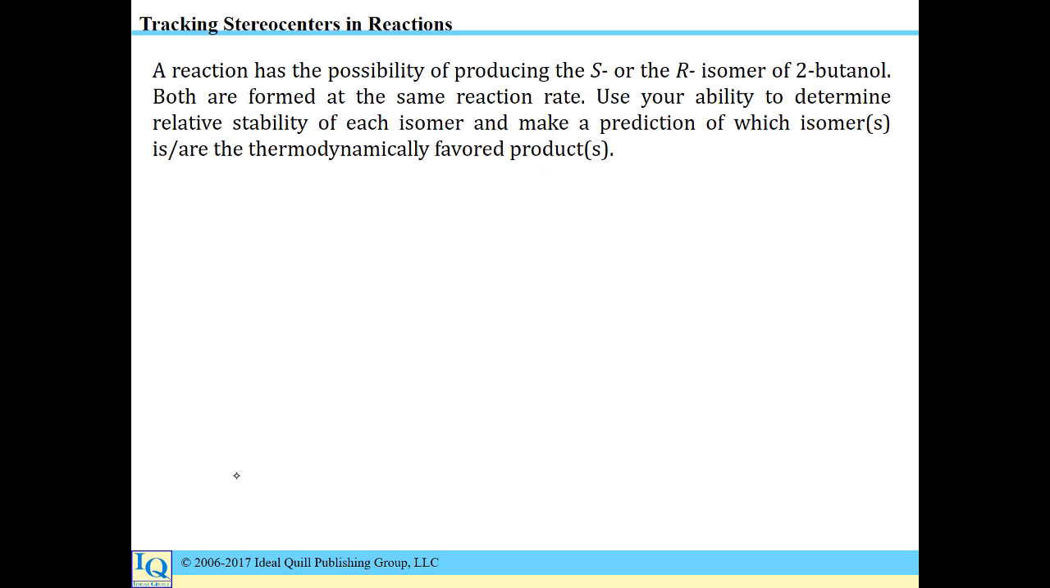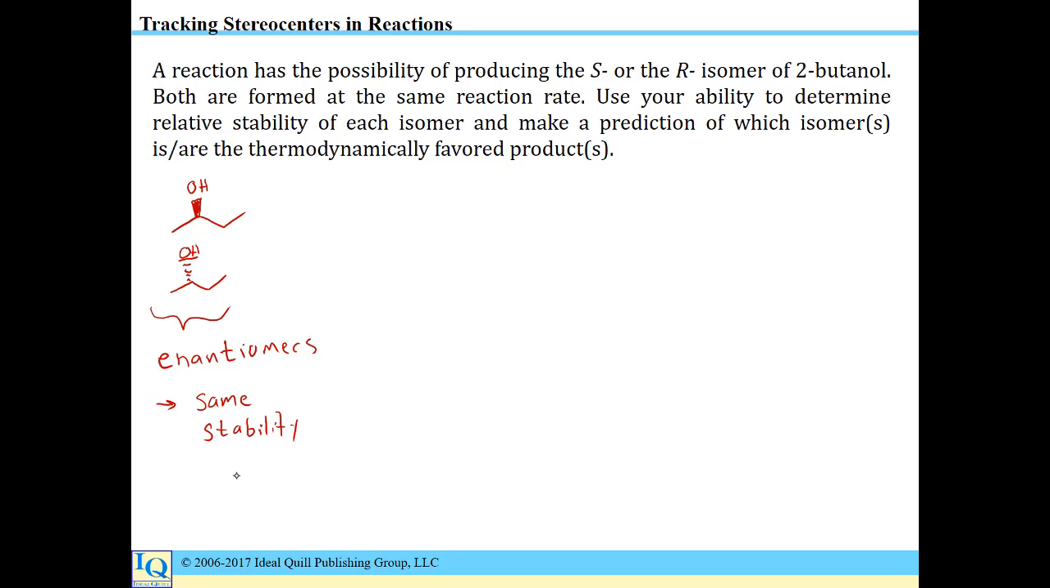Consider a reaction that has the possibility of producing the S or the R isomer of 2-butanol. This question specifies that both of these products are formed at the same reaction rate and asks us to use our ability to determine the relative stability of each isomer to make a prediction about which isomer or isomers would be the thermodynamically favored product. Well, we know that 2 enantiomers like these have the same stability as one another.